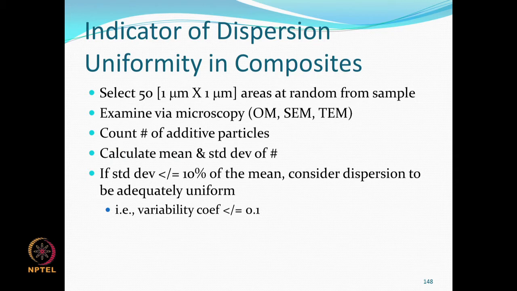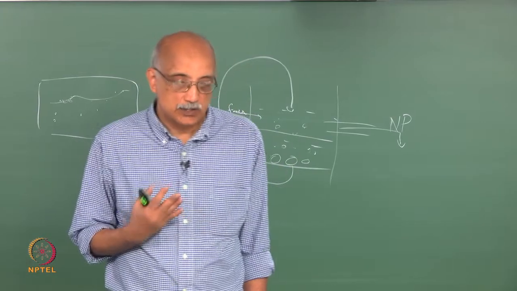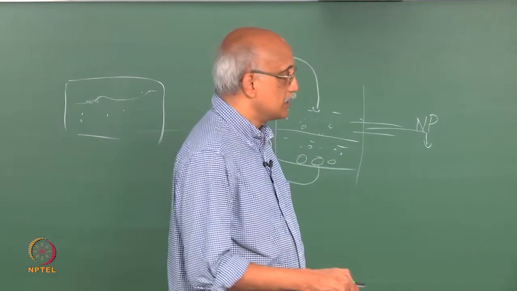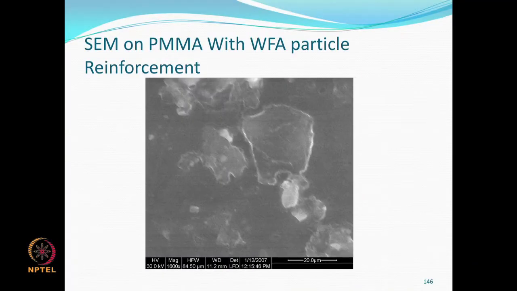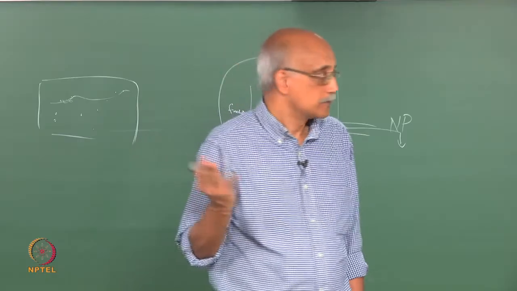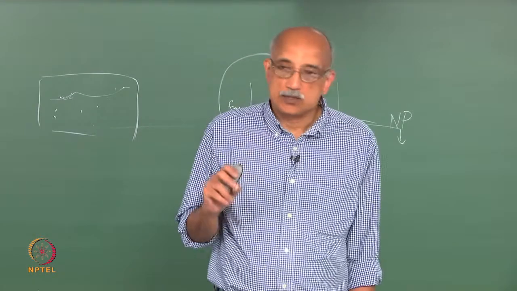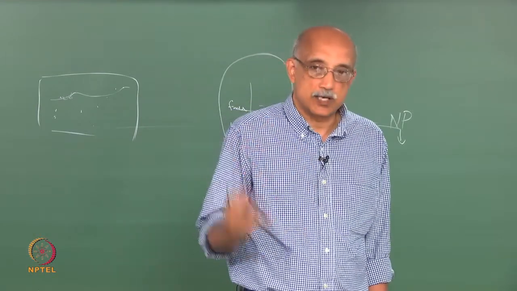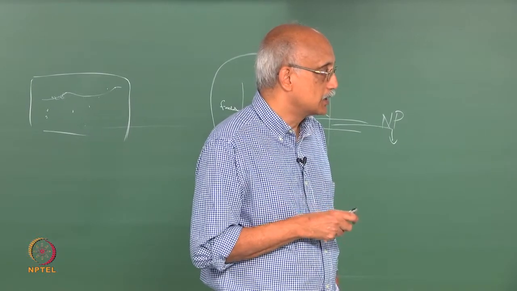So how do you assess the uniformity of dispersion of nanoparticles in a polymer? It's very difficult to do it quantitatively. So the process that we came up with is a semi-quantitative process. These SEM pictures give you some indication of how the particles are distributed inside the polymer. Can you take these pictures and turn them into a quantitative metric? The way that we do this is from the SEM picture you select some 50 areas randomly, examine those areas using microscopy. It could be optical, it could be SEM, TEM, depending on the magnification you need.